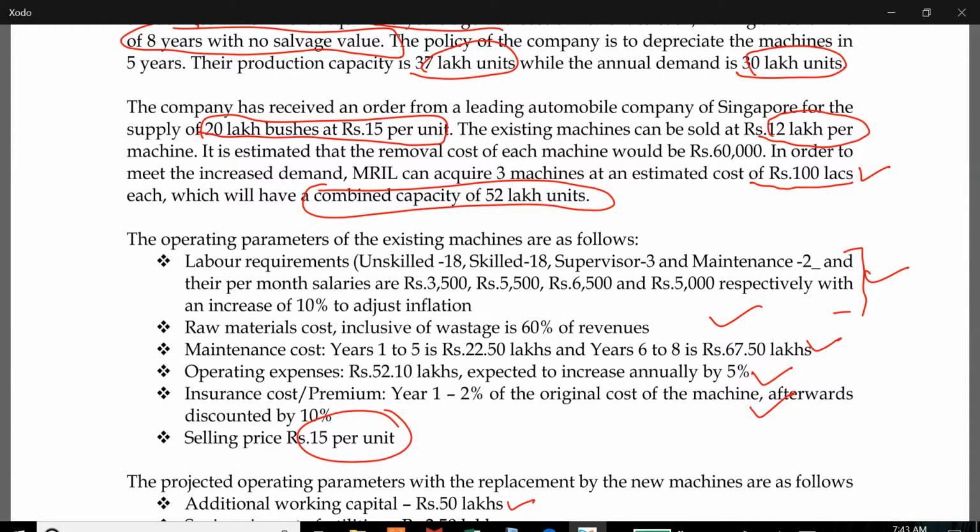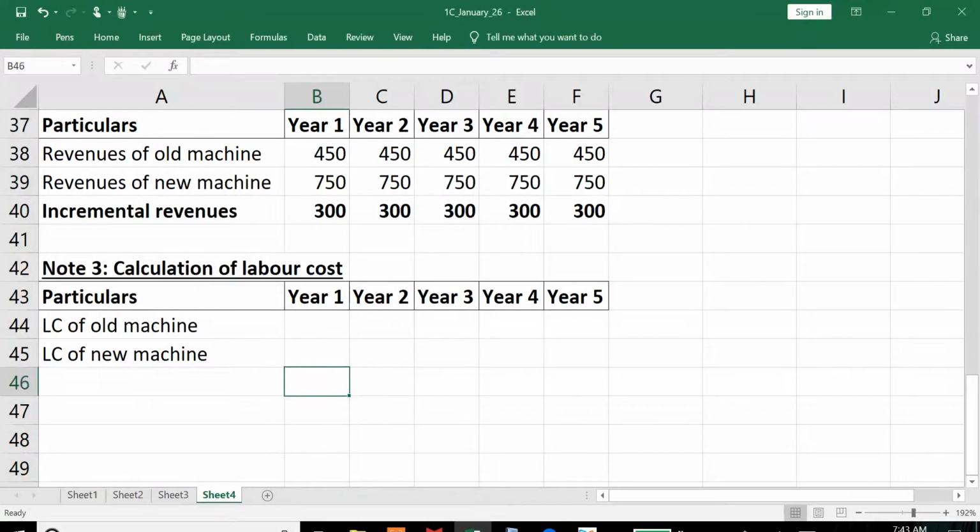18 into 3,500 into 12 plus 18 into 5,500 into 12. So, adding all of this, what number do you get? 18 employees into 3,500 into 12. Are you getting 22,98,000? Just confirm that. Okay. So listen, it's 22.98 lakhs for the first year.